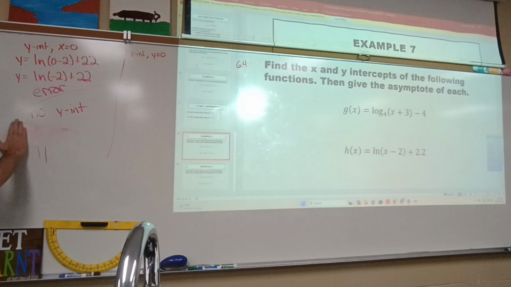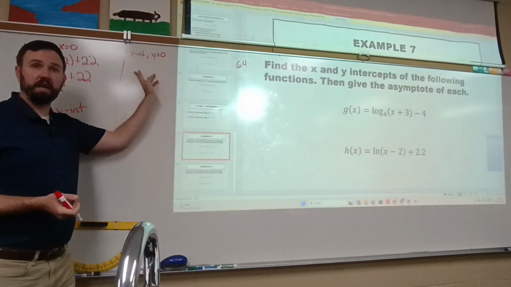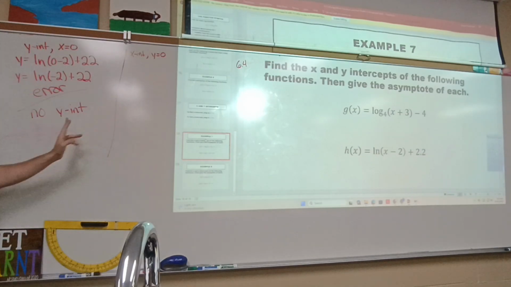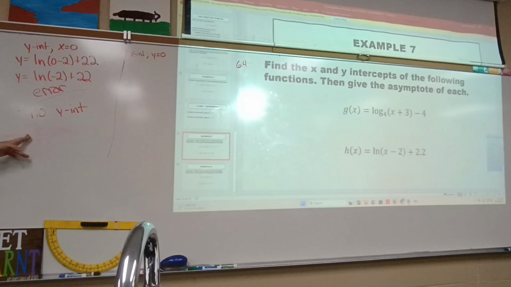Can I take natural log of a negative? No. But I want you to realize this: if that was natural log of a positive, we could do it. So when I do a log and get a negative, I plug it in, I'm not thinking I get an error. It means there isn't a y-intercept. There has to be an x-intercept. There will be one. There does not have to be a y-intercept.